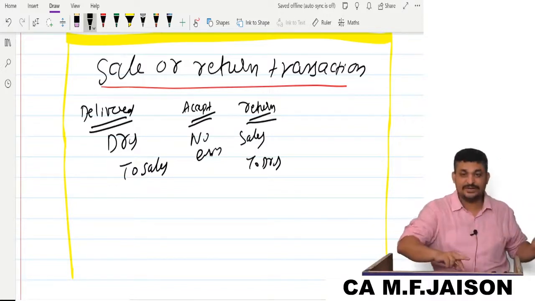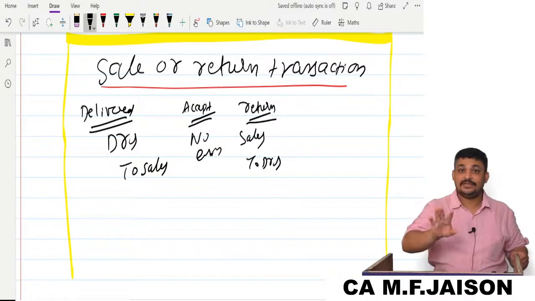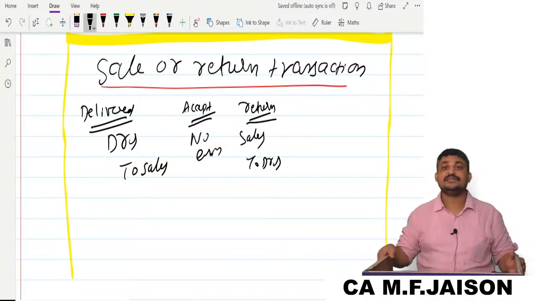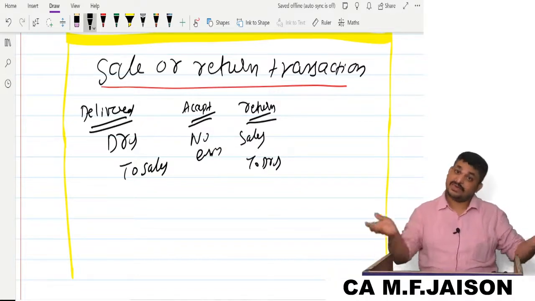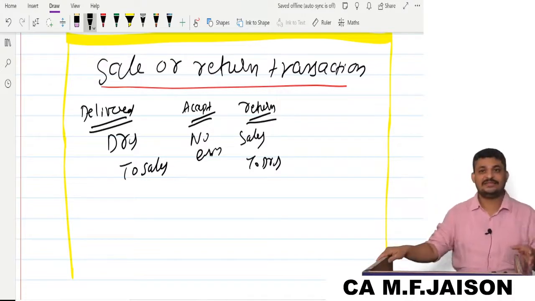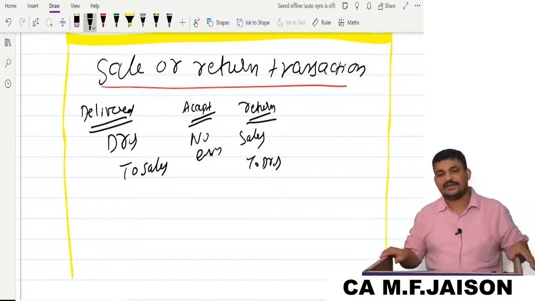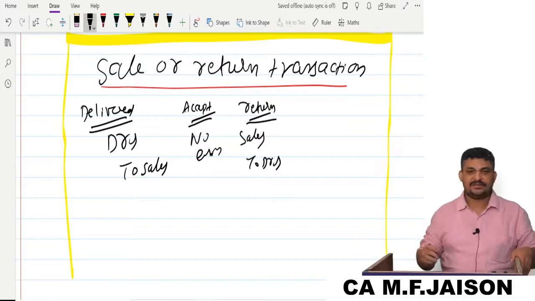So I should simply nullify the sales. It is not to be treated as sales returns, because you can say sales returns only if you actually sold and the goods are returned, correct? So thereby we will make the entry sales to debtors.